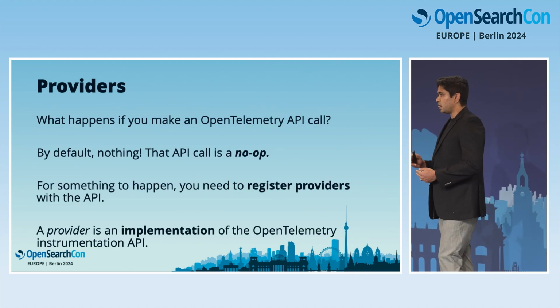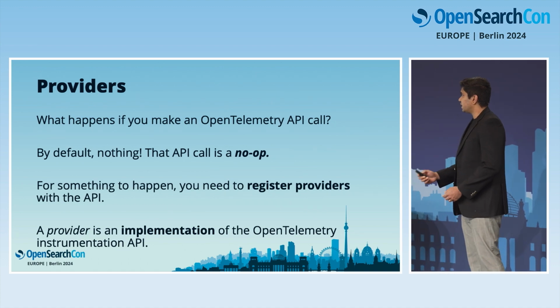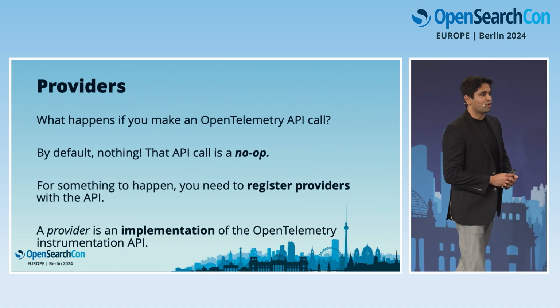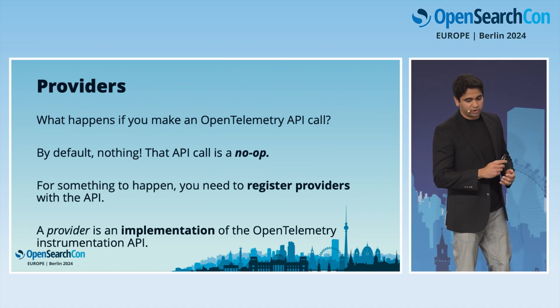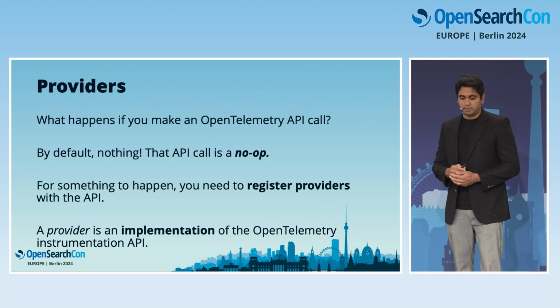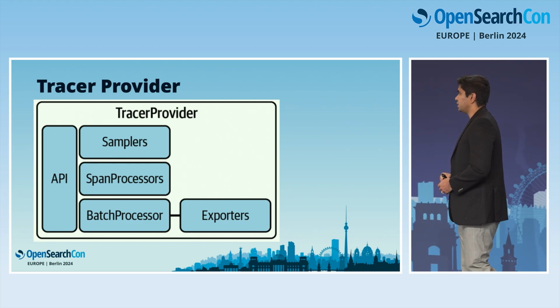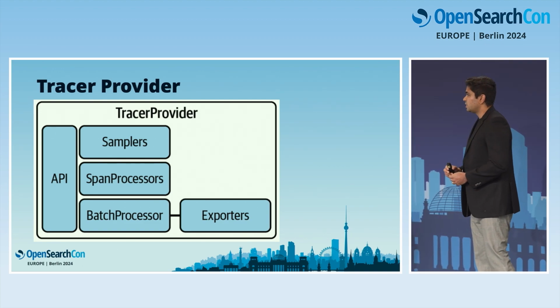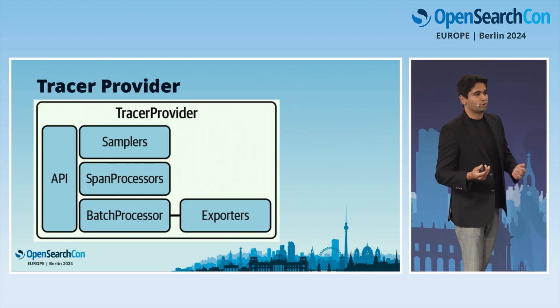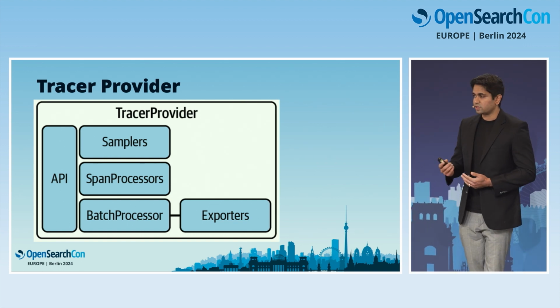So in general, what happens if you make an OpenTelemetry API call? By default, nothing at all. You need to register providers with the API. And providers are nothing but an implementation. OpenTelemetry provides the three basic providers, but if you like, you can implement it yourself.